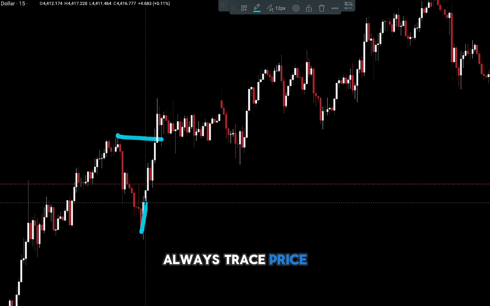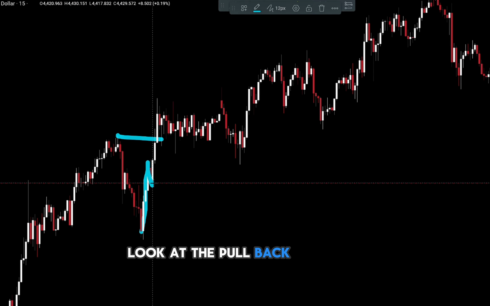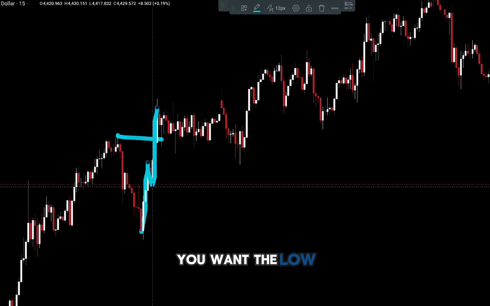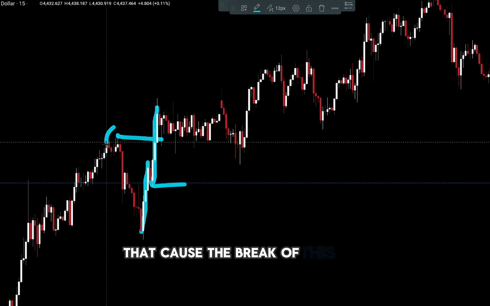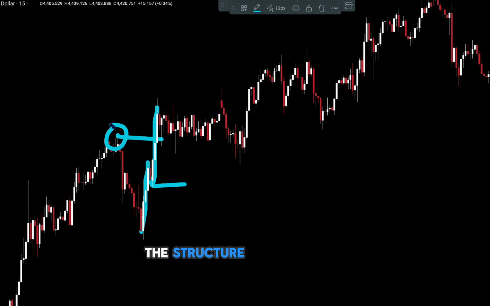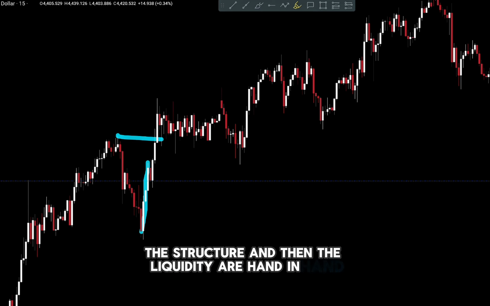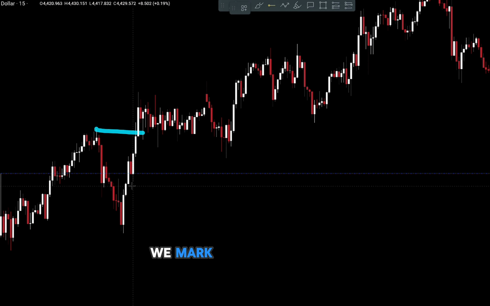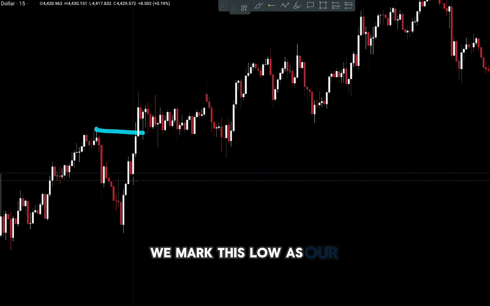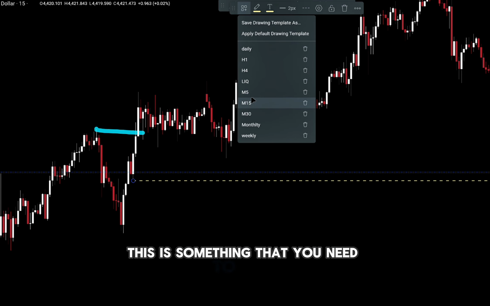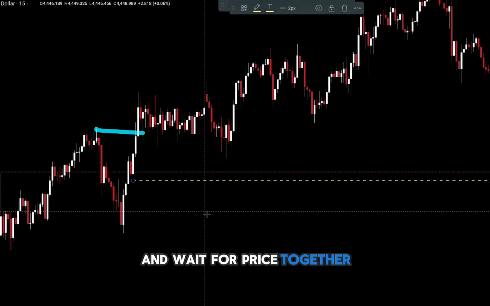Always trace price up, look at the pullback, and then push up. You want the low that caused the break of this high here. That becomes your liquidity. The structure and the liquidity are hand in hand. I want you to understand them both at the same time. We mark this low as our liquidity low. This is something that you need to mark and wait for price to get there.